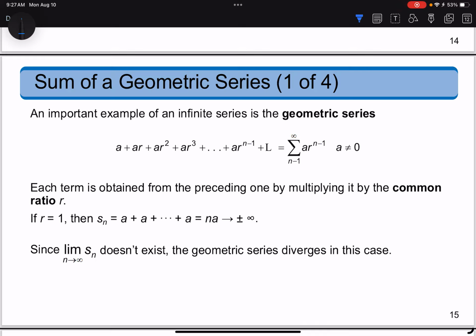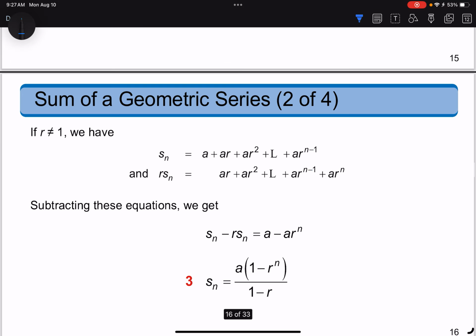If r is equal to 1, it would just be a plus a plus a plus a. So that would be na as n approaches infinity. So it would be infinity. Since the limit s does not exist, the geometric series diverges in this case. If a is positive, it would be positive infinity. If a is a negative number, it would be negative infinity. So since the limit s does not exist, the geometric series diverges in this case.